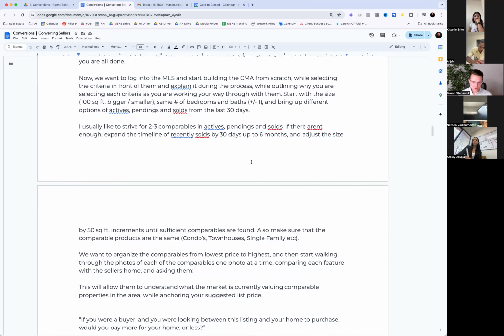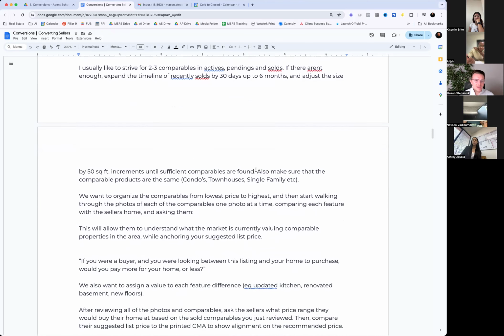So you can either do that by expanding the time frame where the recently solds are, so you can go from 30 days up to 2 months, 3 months, 4 months, up to 6 months. And then adjust the size of the house by 50 square foot increments until you get about 7 to 9 comparables.